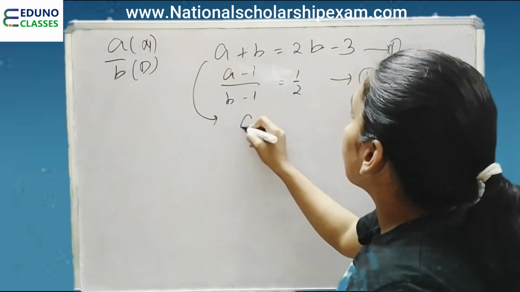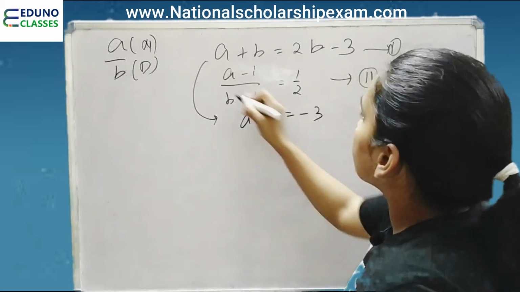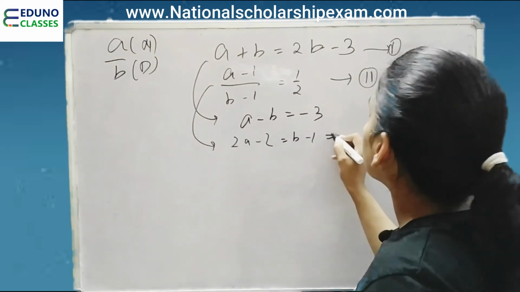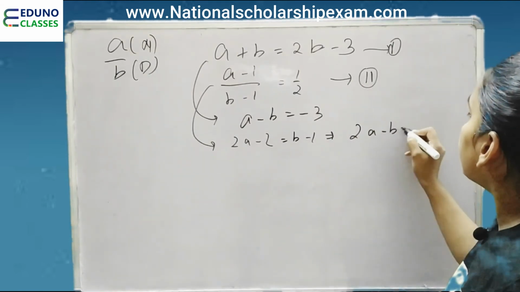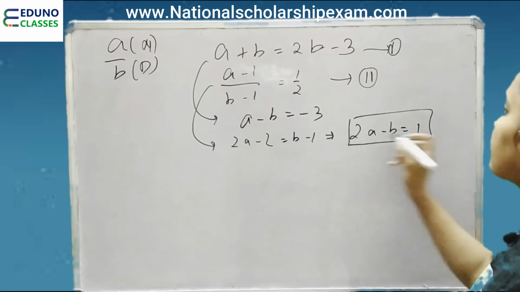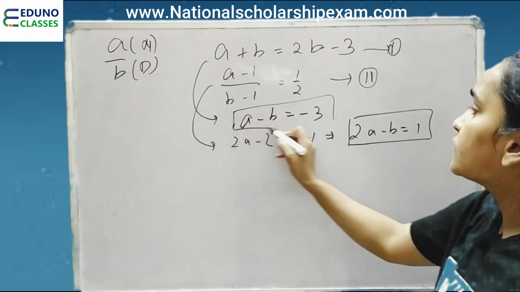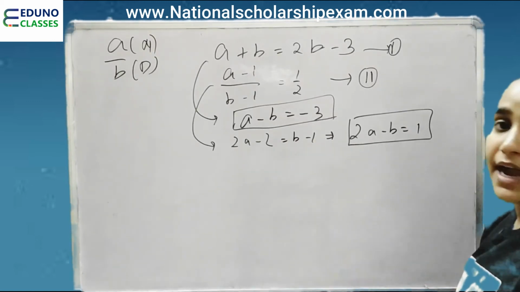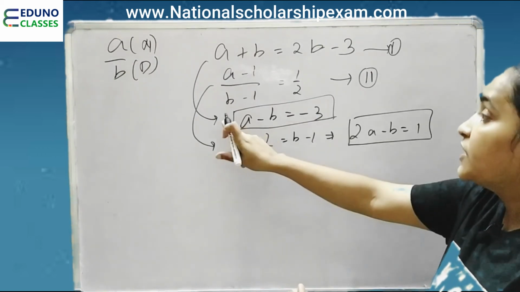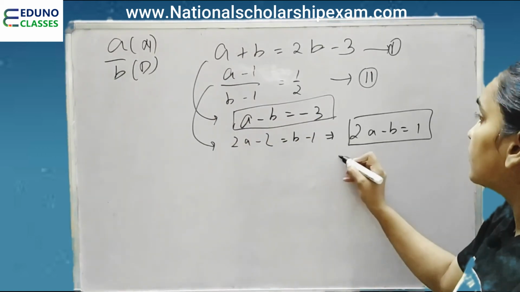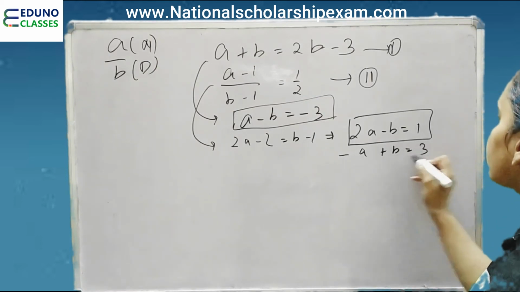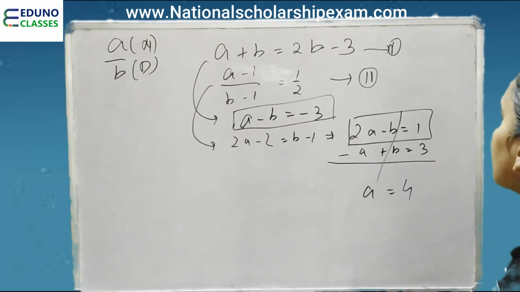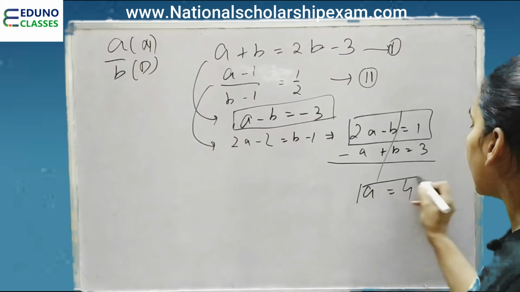So let us simplify this one. a minus b is equal to minus 3, and this will become 2a minus 2 is equal to b minus 1, so 2a minus b is equal to 1. So these are our equations. We wish to remove b from here. It is easy. Let us subtract 1 from 2. To subtract 1 from 2, change the sign of 1 and write it below 2. Minus a plus b is equal to 3. Now 2a minus a is a, and 1 plus 3 is 4. Now we have a as 4.